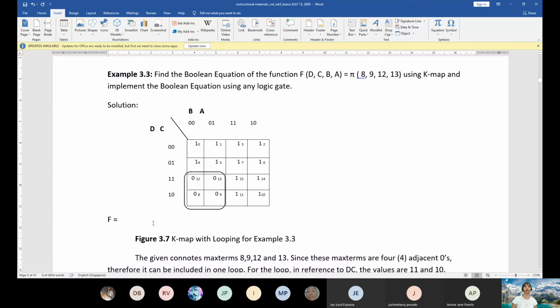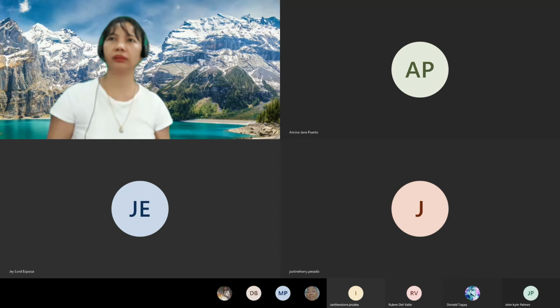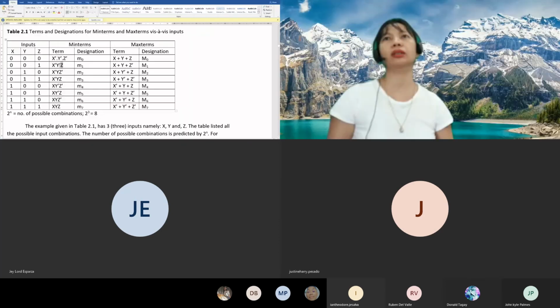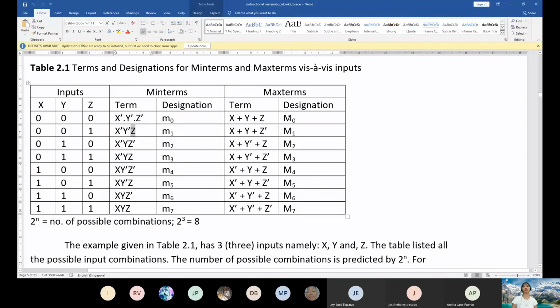Class? Yes, ma'am. Question, class? So we are now on max terms. Let's have a review. Let's review the max terms.